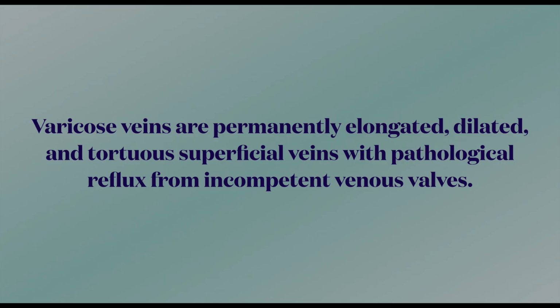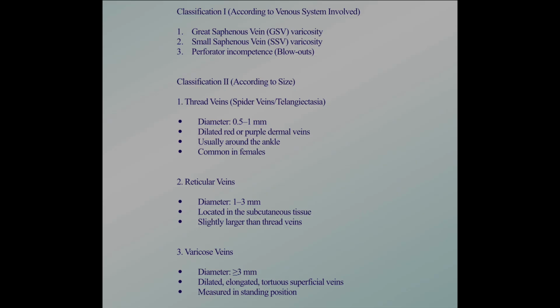Varicose veins are permanently elongated, dilated, and tortuous superficial veins with pathological reflux from incompetent venous valves. The varicose vein classification: the first classification is according to the venous system involved: the GSV varicosity, the SSV varicosity, the perforator incompetence, the blowouts.